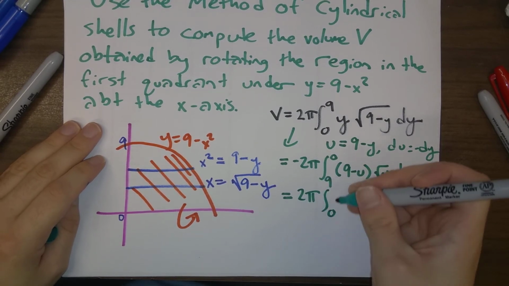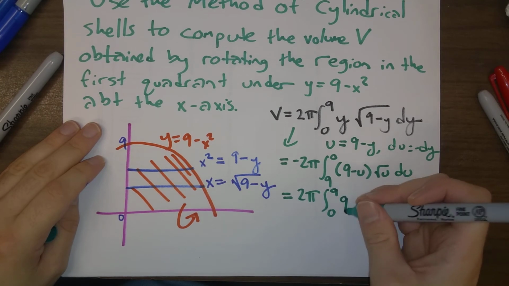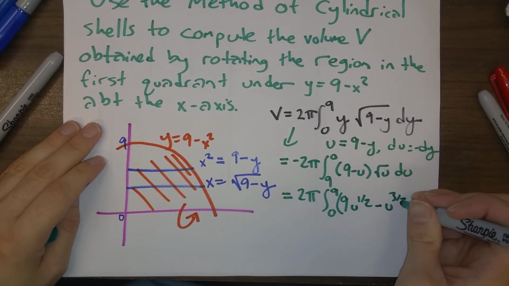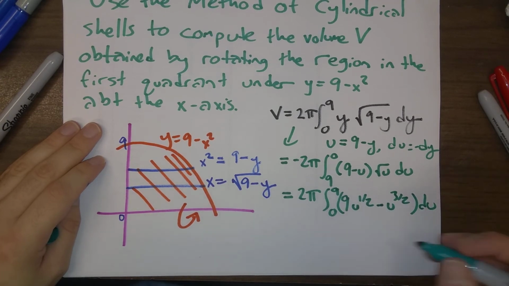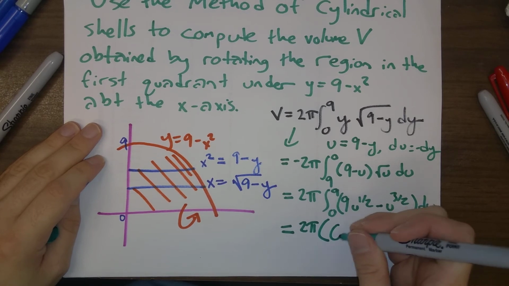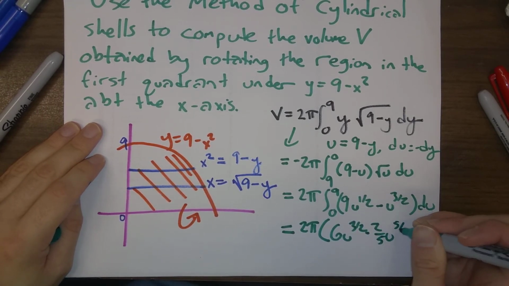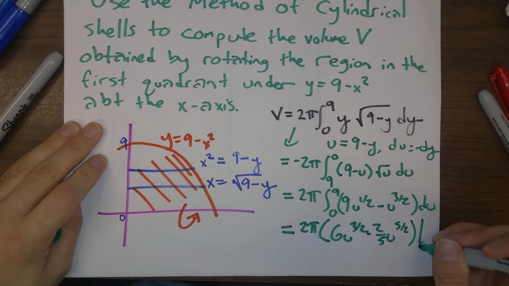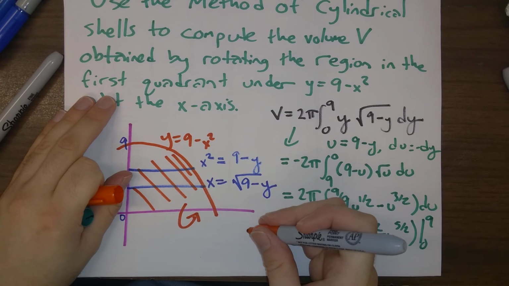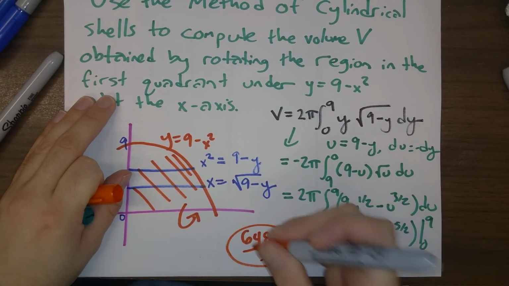2 pi integral 0 to 9 of, expanding this out, 9 times u to the 1/2 power minus u to the 3/2 power du, and this is 2 pi times 6u to the 3/2 minus 2/5 u to the 5/2, plug in 0 and 9, and this gives a final answer of 648 over 5 pi.